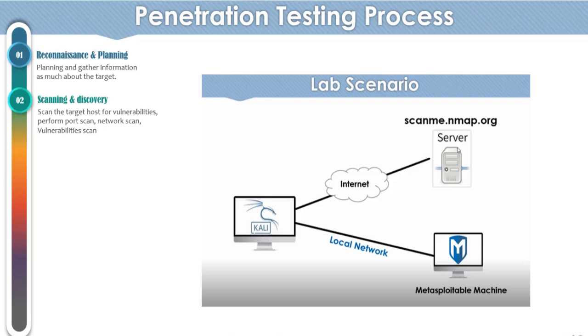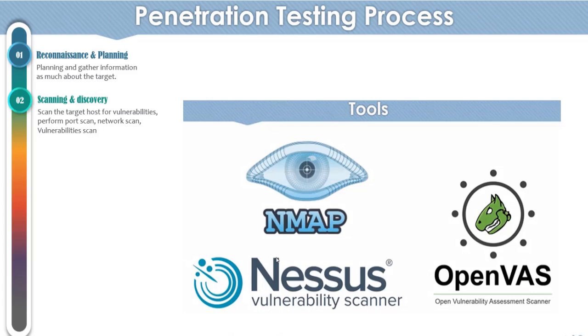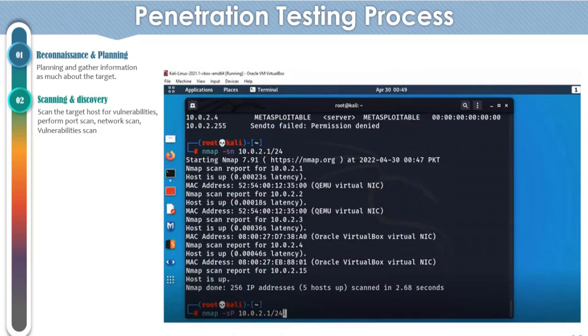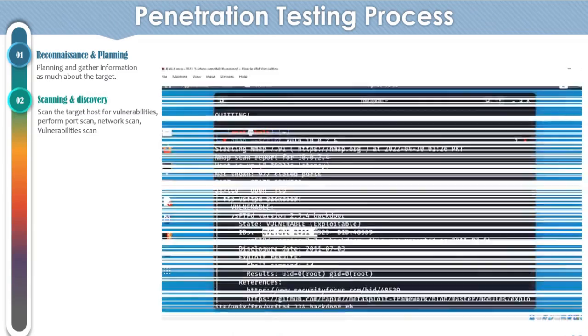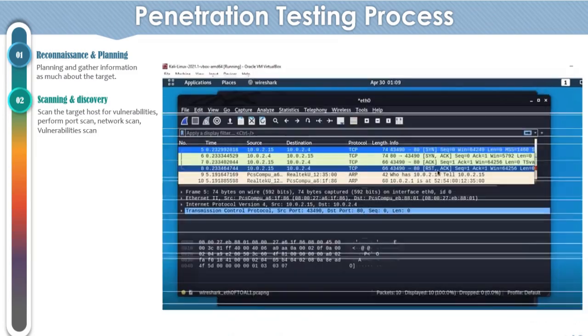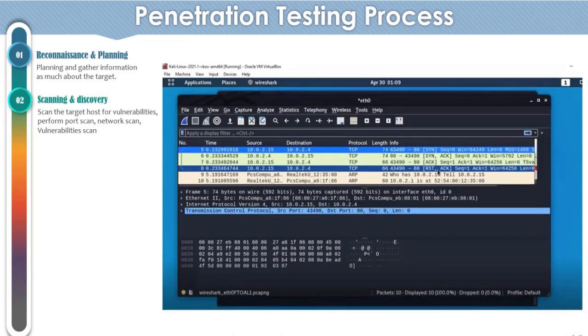Next, you will learn the scanning and discovery phase. In this phase you will learn different lab scenarios, and then you will learn different tools we use in this phase: Nmap, Nessus, OpenVAS. Then you will learn complete Nmap over the internet, and Nmap on a local area network, and how to find a vulnerability using Nmap scripts. You will also learn how we can capture packets on Wireshark and many other small tools as well.